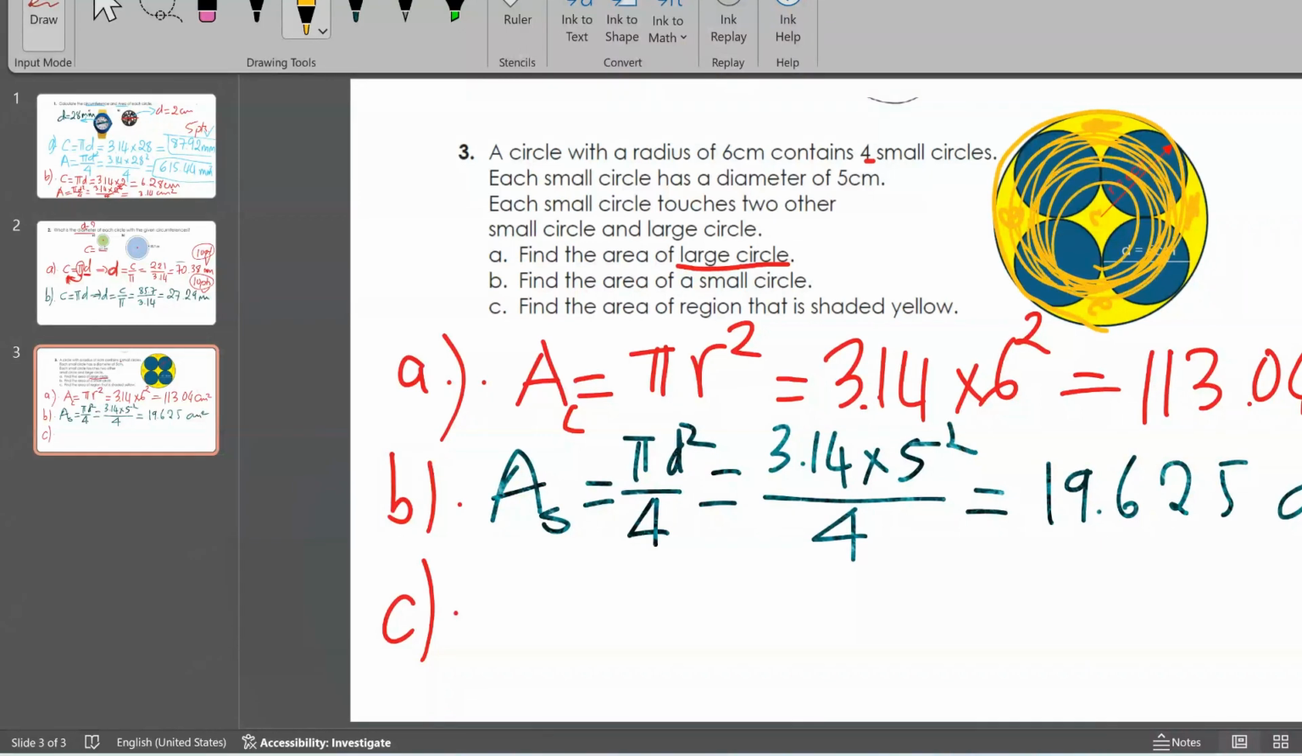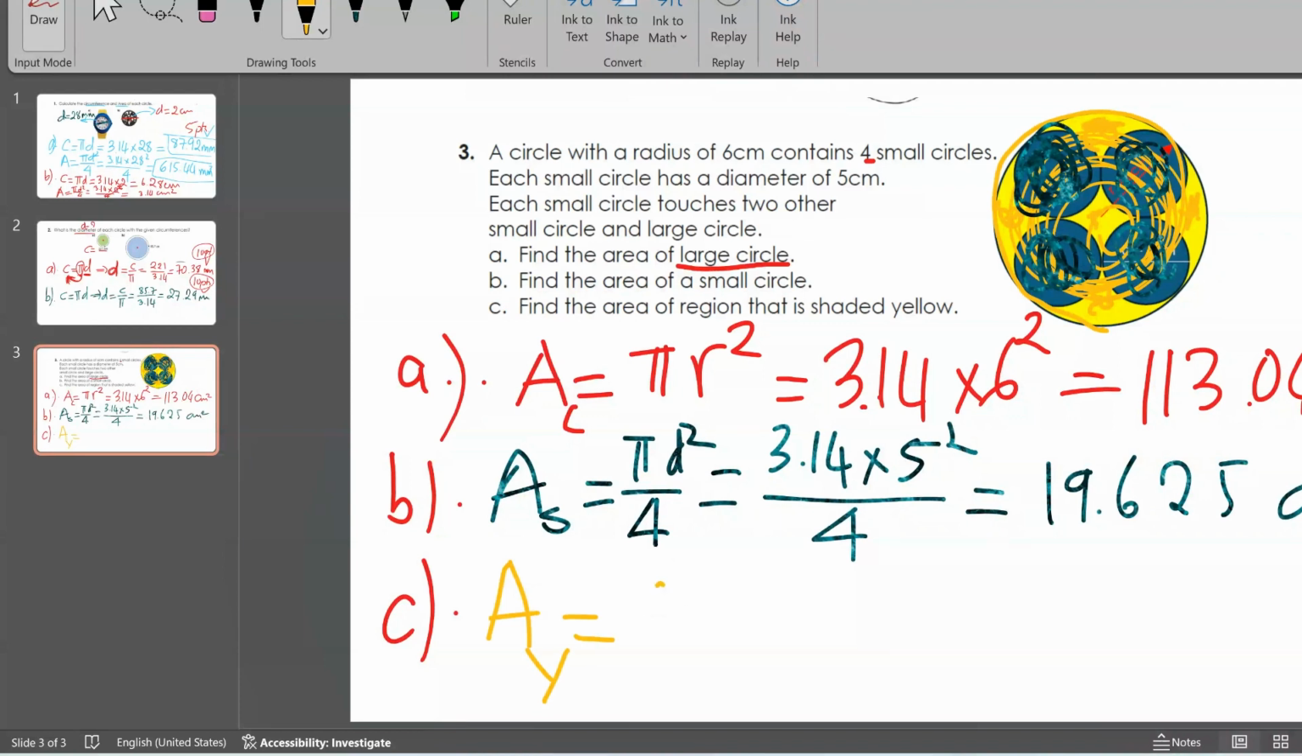Will cover everything in here. If we subtract the small circle, we subtract this area, this area, this area, this area out of the light circle, we will receive the remaining part, right? The remaining part is the region that is shaded yellow. So we can find it this way. The area of the yellow part equals what subtract what?